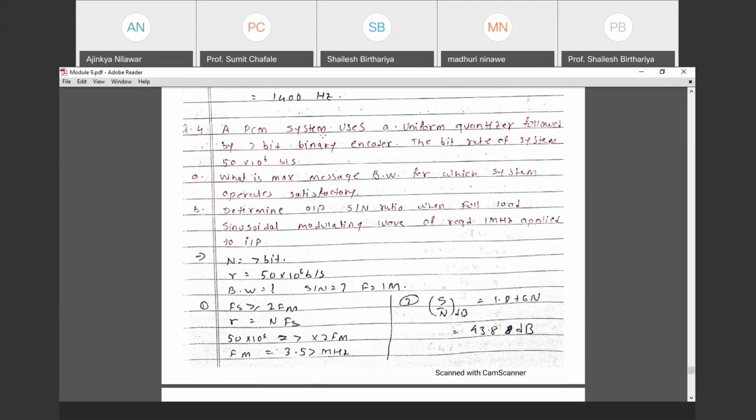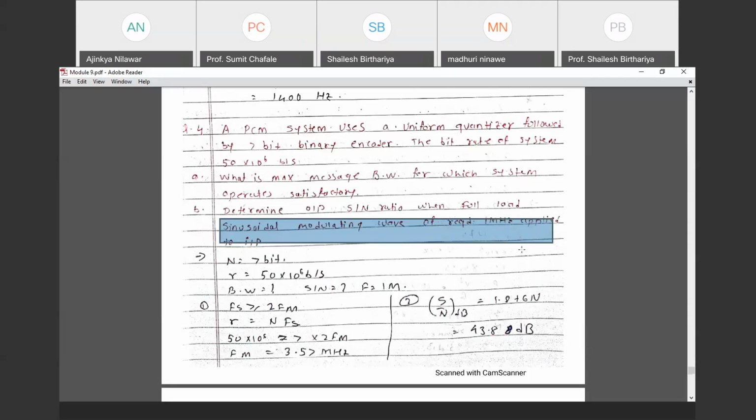A PCM system uses a uniform quantization level followed by a 7-bit binary encoder. So the n bit value is given, that is 7. Then the bit rate of the system, that is small r, is given as 15 into 10 raised to 6 bits per second. What we have to calculate? We have to calculate bandwidth and signal to noise ratio. The frequency is 1 megahertz, right? Frequency of 1 megahertz.